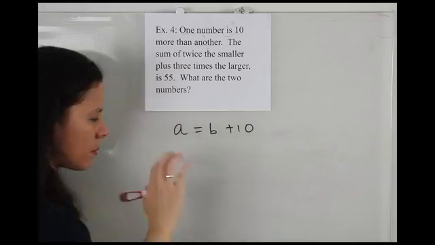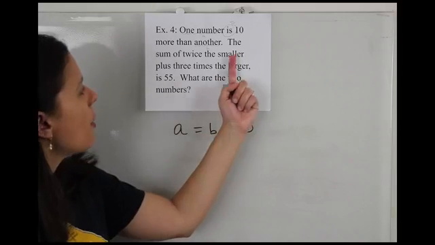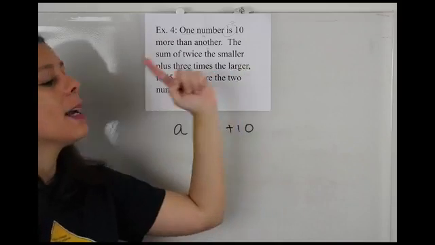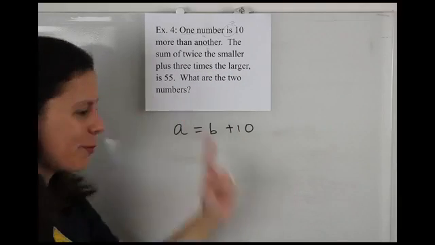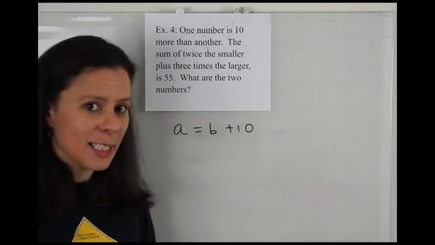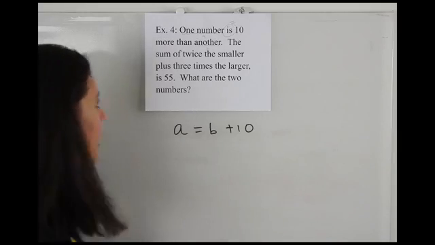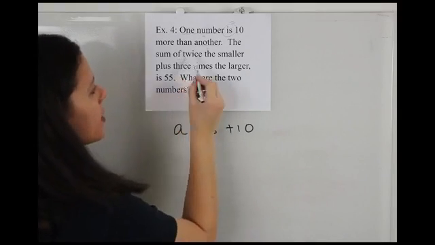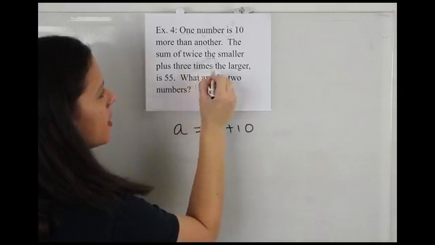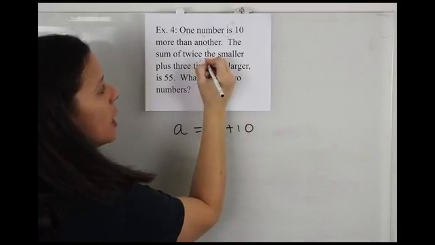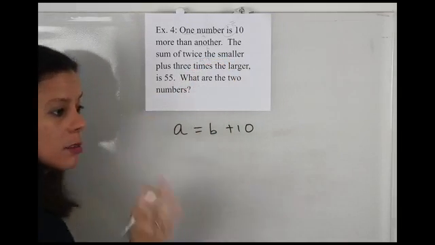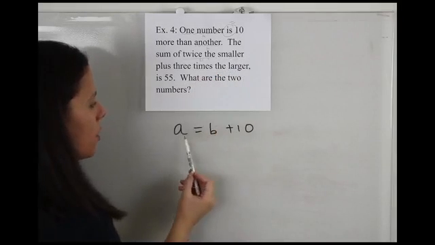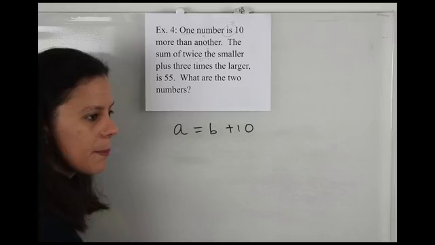Okay? Cool. The sum of twice the smaller number plus 3 times the larger number is 55. I know that's intimidating, but let's break it apart. We say the sum of twice the number, we know it's going to be 2 times whatever that number is. I don't know what the number is, but it's the smaller number. Which one of these two is smaller, A or B?